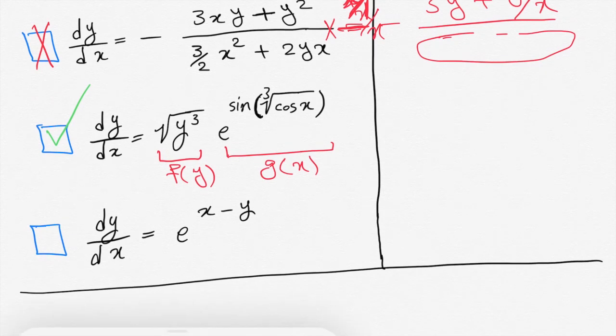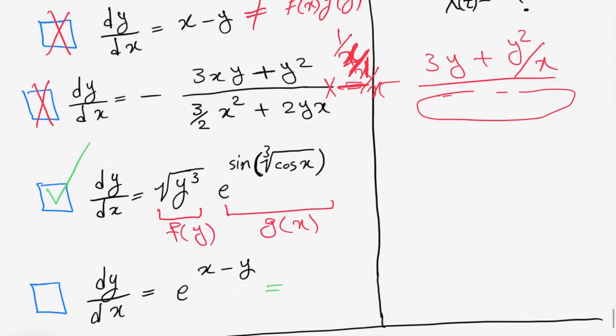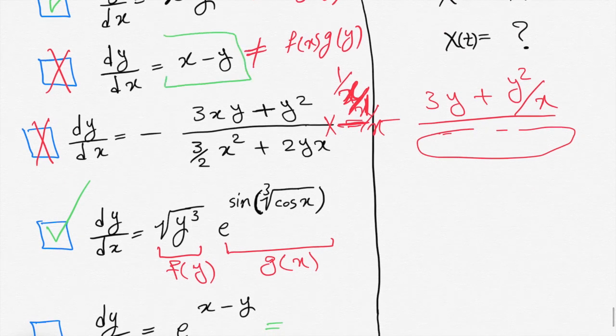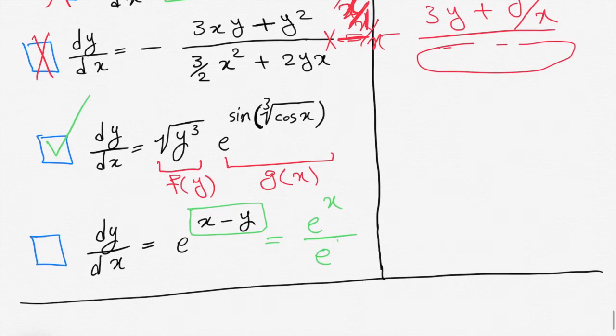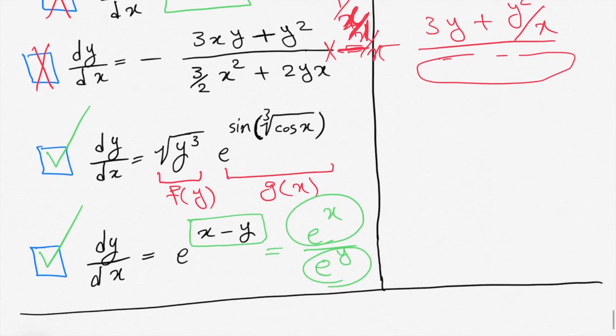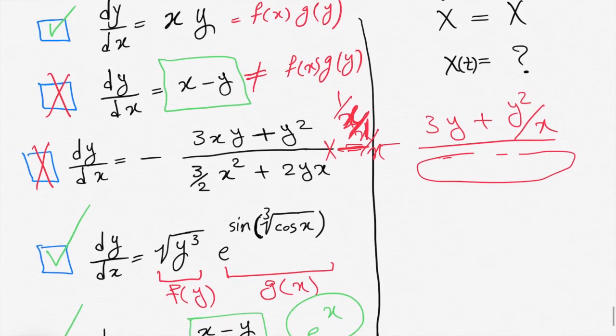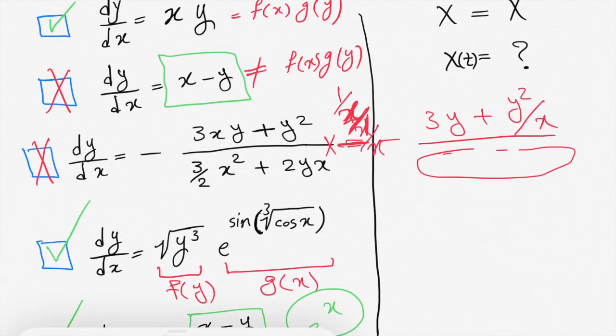How about this one? So we had just x minus y here, right? But here we have the exponential of x minus y. This is an interesting one, you can write it like e to the power x over e to the power y, and therefore this is f of x and this is g of y. Therefore again this is a separable differential equation.